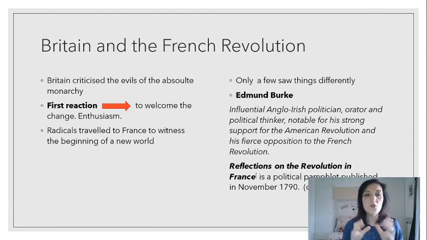Against the French Revolution, in this first phase, there was, for example, an Anglo-Irish politician whose name was Edmund Burke. He was a political thinker, a politician, and he had strongly supported the American Revolution, but he opposed the French Revolution. In fact, in 1790, he published a political pamphlet, you know what a pamphlet is, and this pamphlet was called Reflections on the Revolution in France. He opposed the French Revolution because he foresaw, previde, that it would collapse into anarchy.